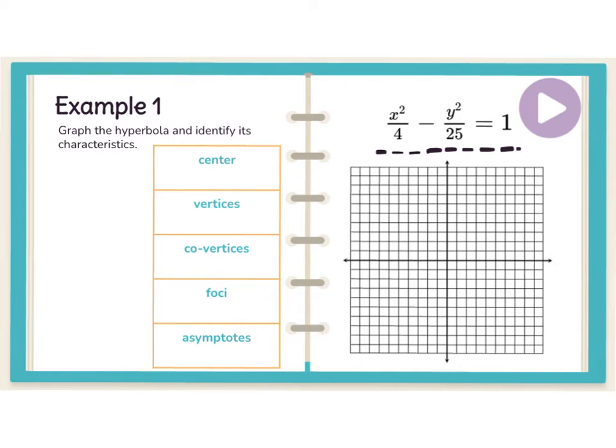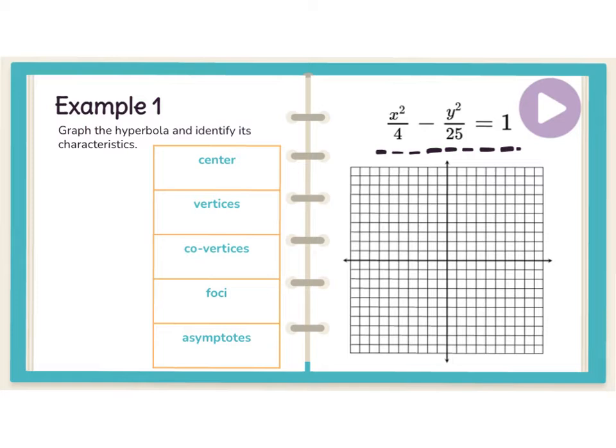Example 1. Graph the hyperbola and identify its characteristics. So we're going to go through the steps that are on the previous slide. The first thing we need to do is write the equation in standard form. Well, the equation over here on the upper right is already in standard form. So then the next thing we need to do is graph the center.